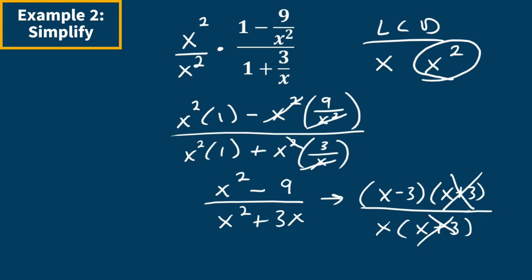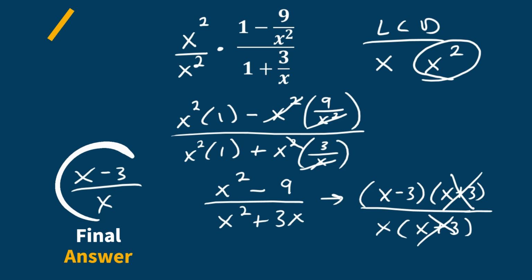I'm going to write this on the left-hand side. What we have left over is x minus 3 over x. And that's going to be our final answer.